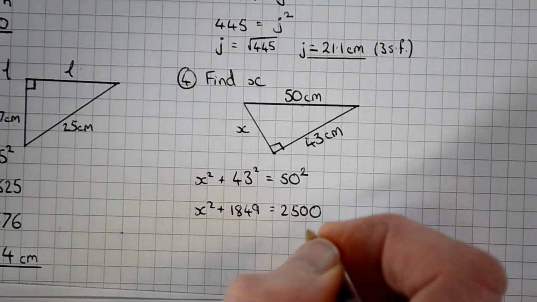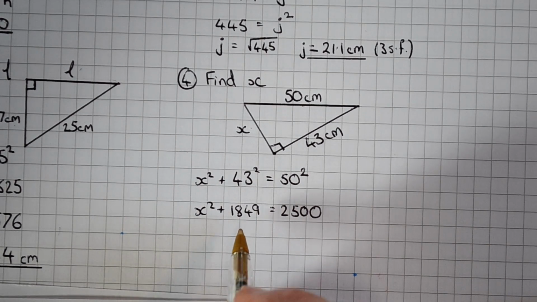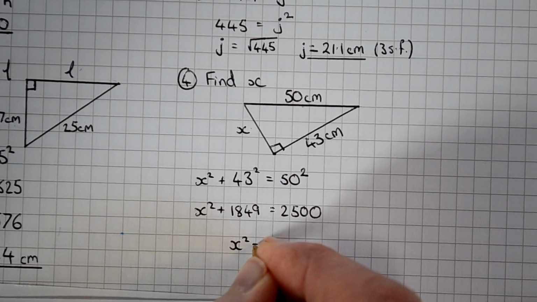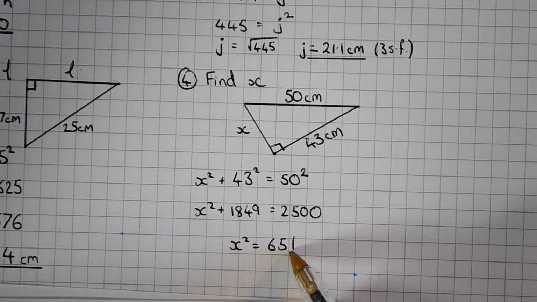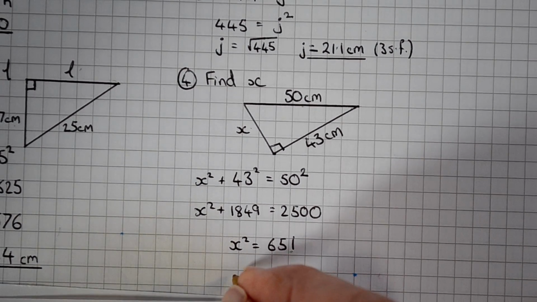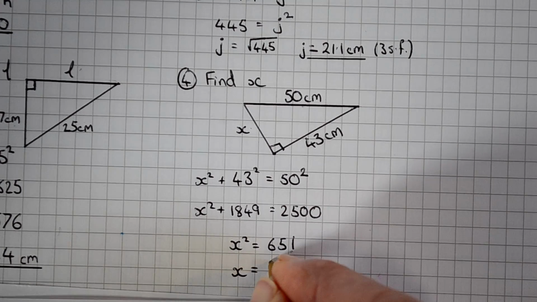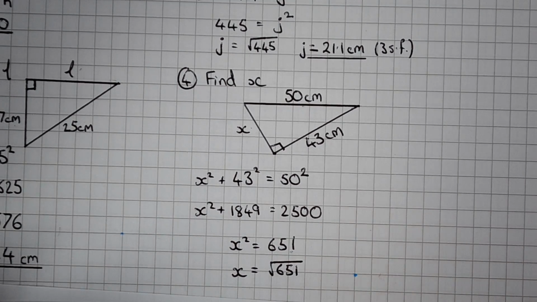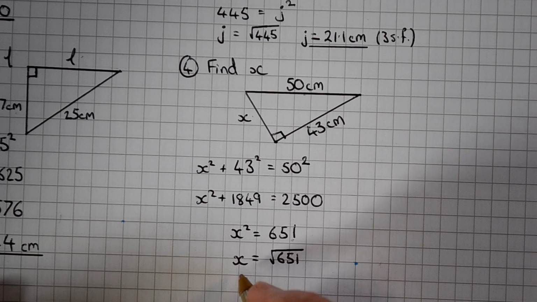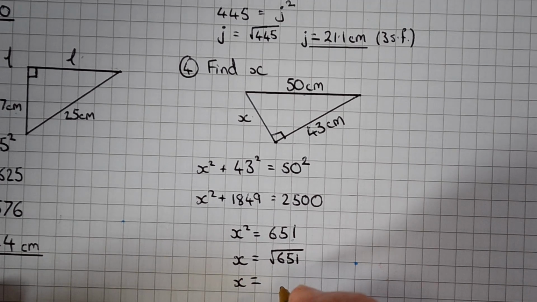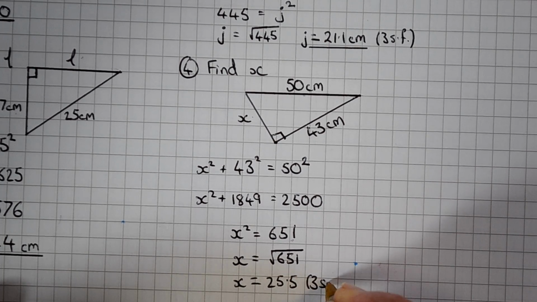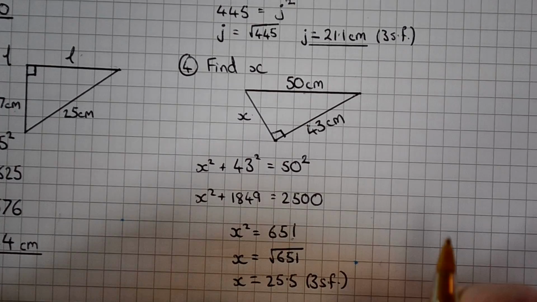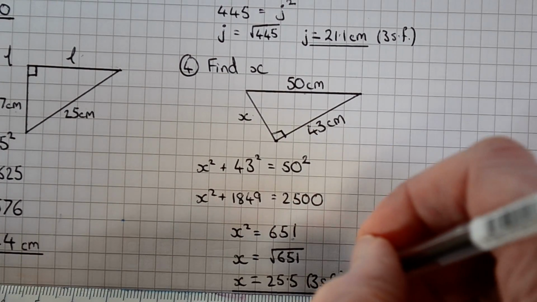We want to find x squared first, so we need to take away 1849. So now we found the square on the leg, and to find the leg we square root. So there it is as a surd. We've got the exact answer, or we can use our calculator to give it to 3 significant figures. And there's our answer.